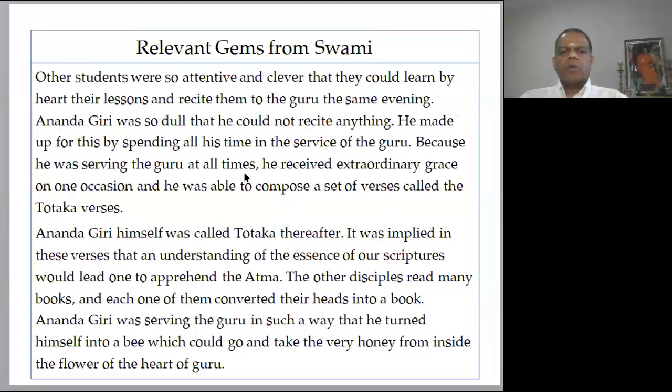Because he was serving the Guru at all times, he received extraordinary grace on one occasion, and he was able to compose a set of verses called the Totaka verses. Anandagiri himself was called Totaka thereafter. It was implied in these verses that an understanding of the essence of our scriptures would lead one to apprehend the Atma. The other disciples read many books, and each one of them converted their heads into a book.